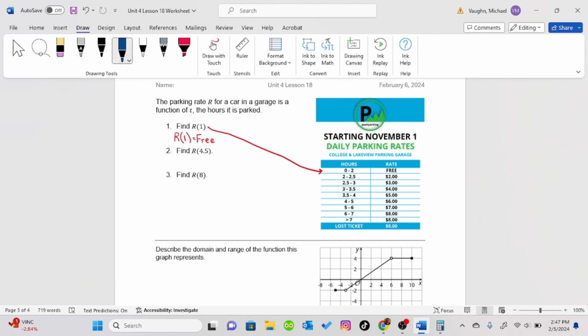Number 2, find R of 4.5. Well, 4.5 is 4.5 hours, and that would fall between 4 and 5 hours, and the output is a $6 cost. So R of 4.5 equals $6.